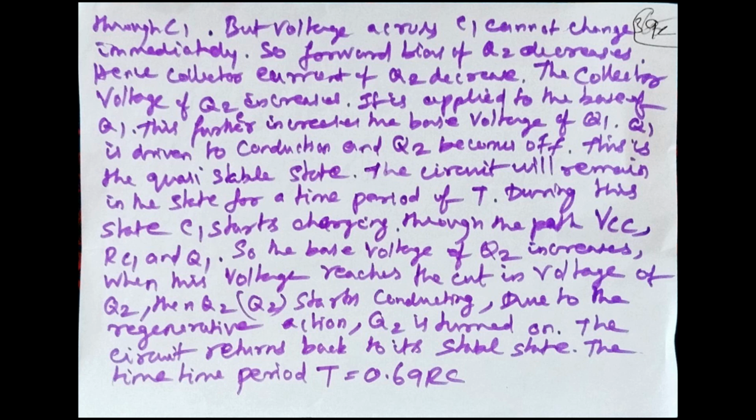During this state, C1 starts charging through the path VCC, RC1 and Q1. So the base voltage of Q2 increases. When this voltage reaches the cut-in voltage of Q2, Q2 starts conducting. Due to the regenerative action, Q2 is turned on. The circuit returns to the stable state. The time period T is equal to 0.69 RC.